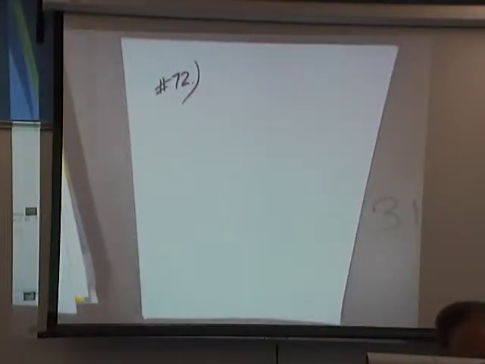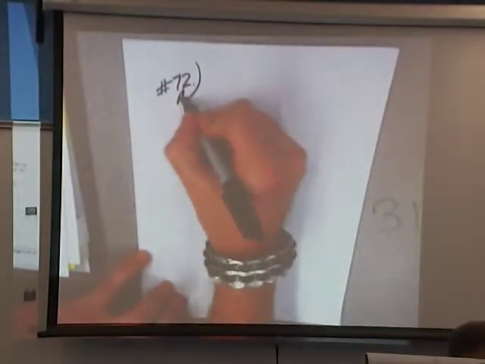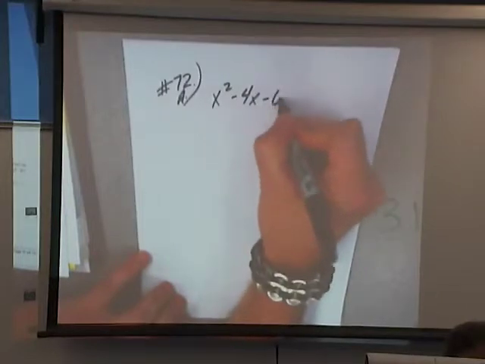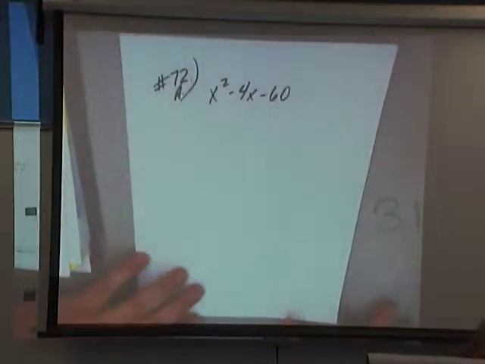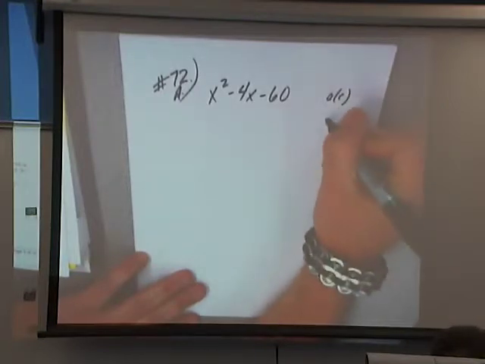Okay, number 72. 72A, factor completely. X squared minus 4x minus 60. This is a quadratic trinomial. So A times C gives us negative 60.